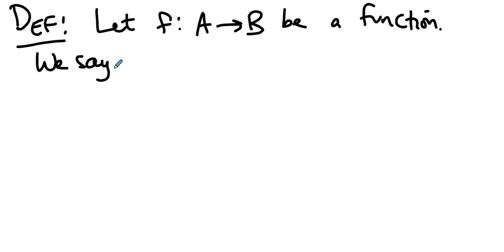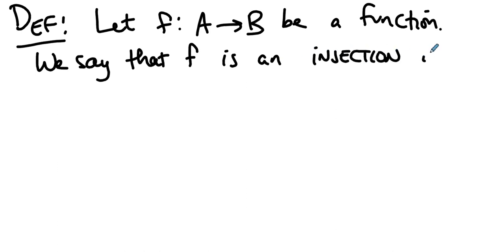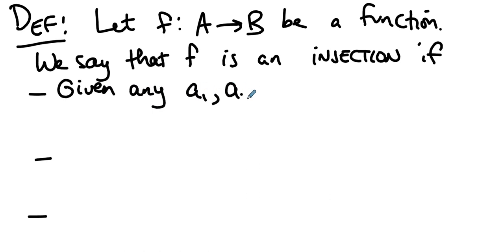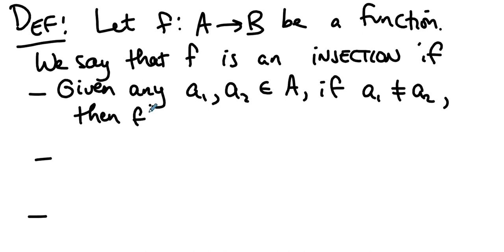We say that f is an injection if, and then there's three different ways to call f an injection. Given any A1 and A2 in set A, if A1 is not A2, then f of A1 is not f of A2.